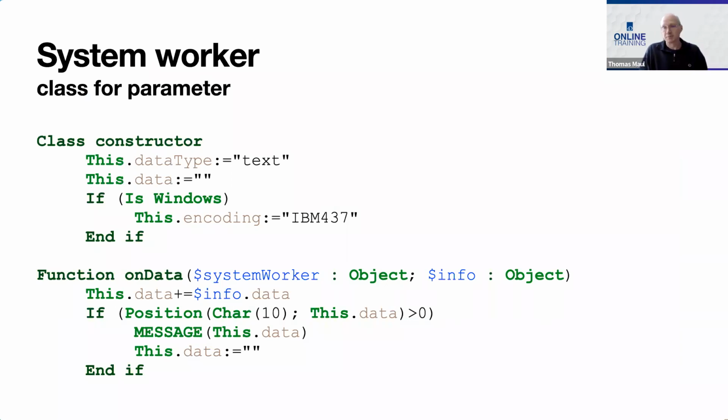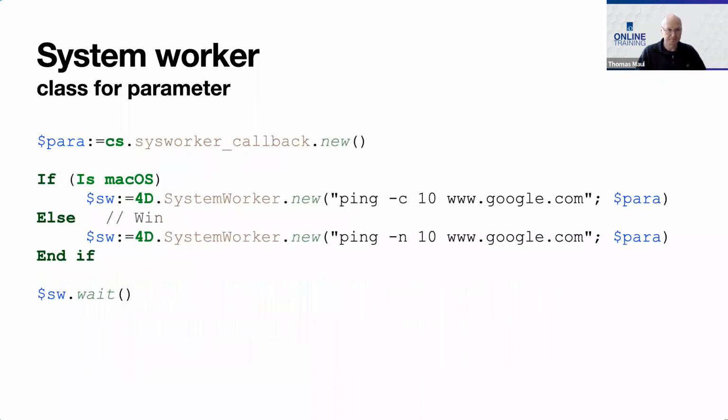So meaning we need to spend a little bit more time. In this example, I wrote a simple class using the class constructor to set stuff like a data type, encoding, and added a function for on data, which allows me to handle more than a single line. In this function, I use the data, which I initialize in the constructor, to add all received data, then check if the data includes a return character, and if yes, I display it. So it's more or less the same, but now the display happens only when there's a return inside.